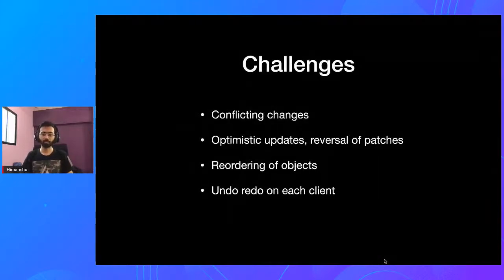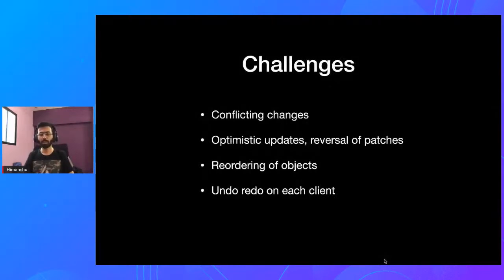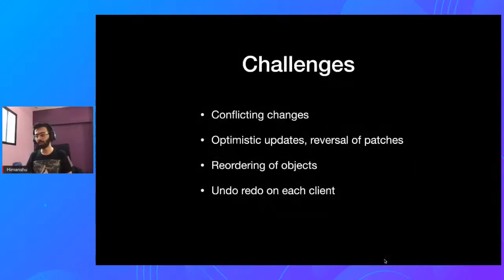And if we have a tree of objects and we reorder something, multiple clients are reordering simultaneously, or someone is reordering and someone is changing some other property at the same time, that needs to be handled correctly. Also, each client has its own undo redo stack, so that needs to work independently. So these are a few of the challenges that we had to work on.